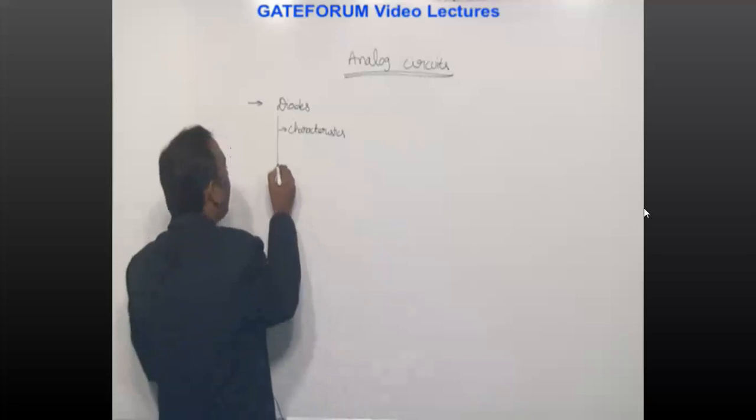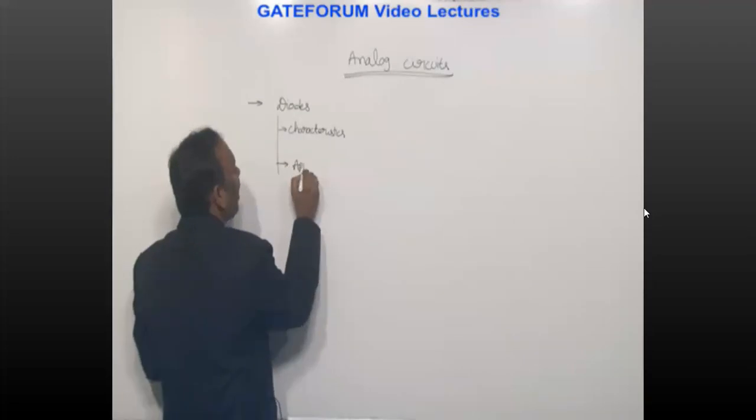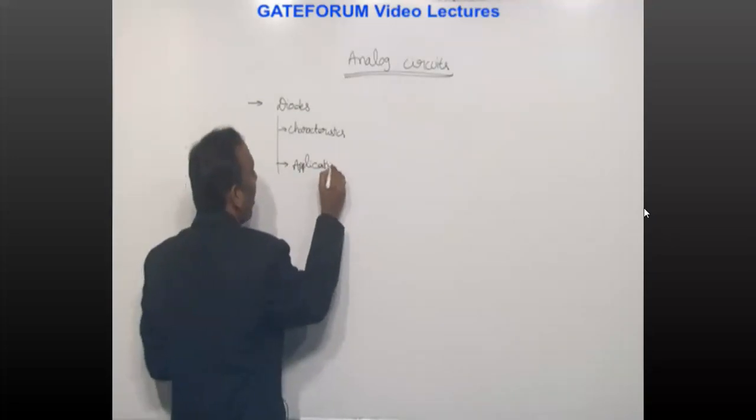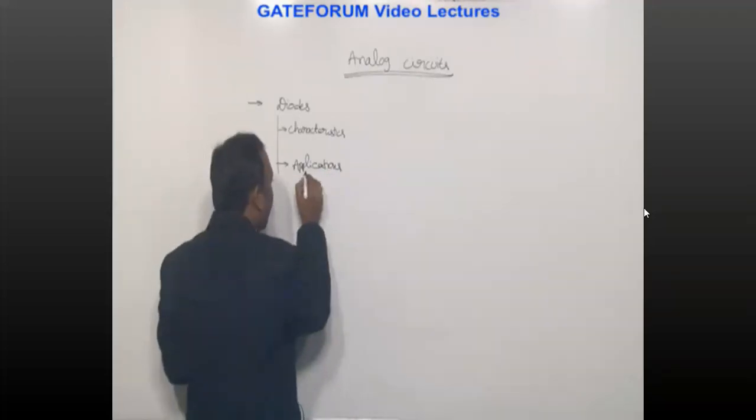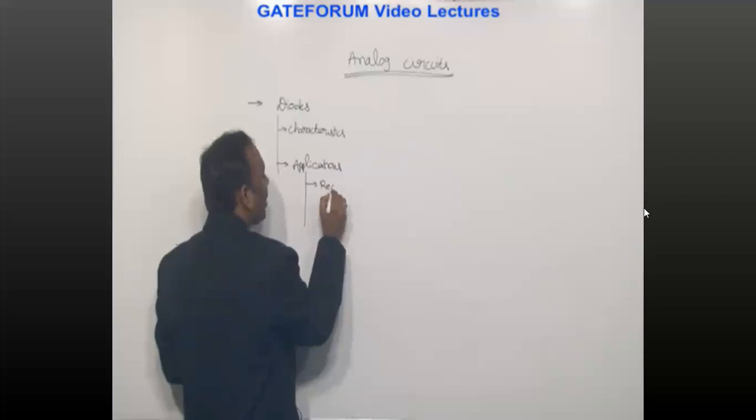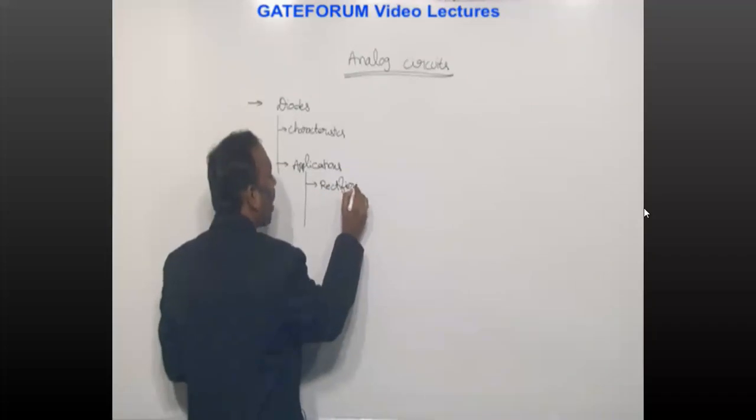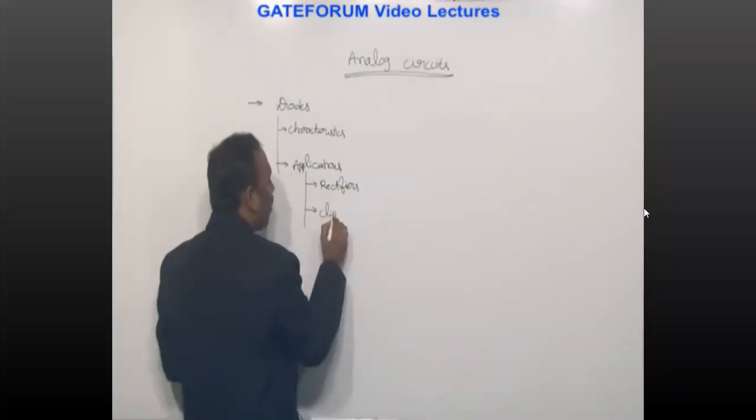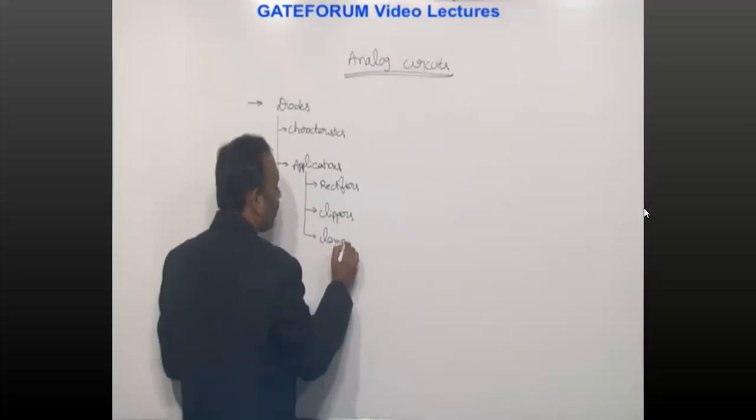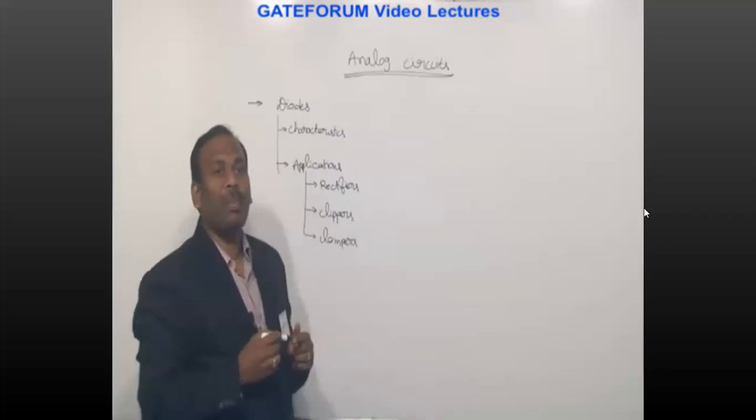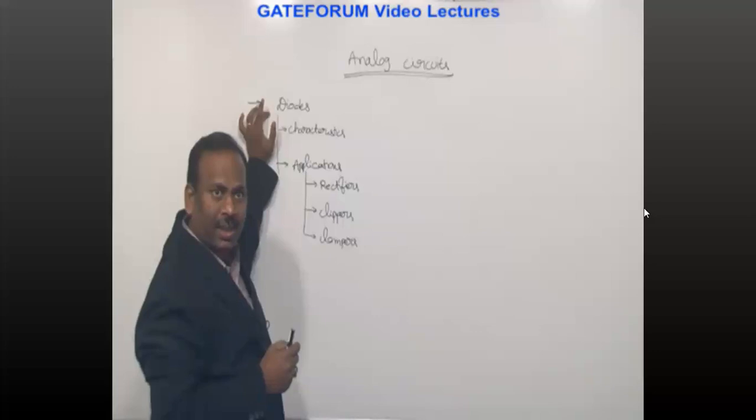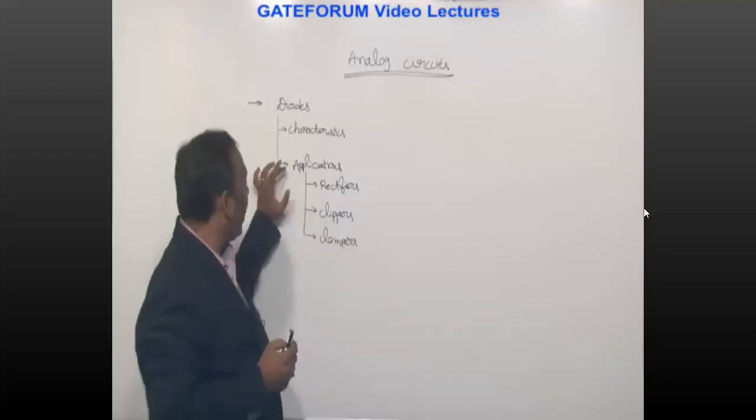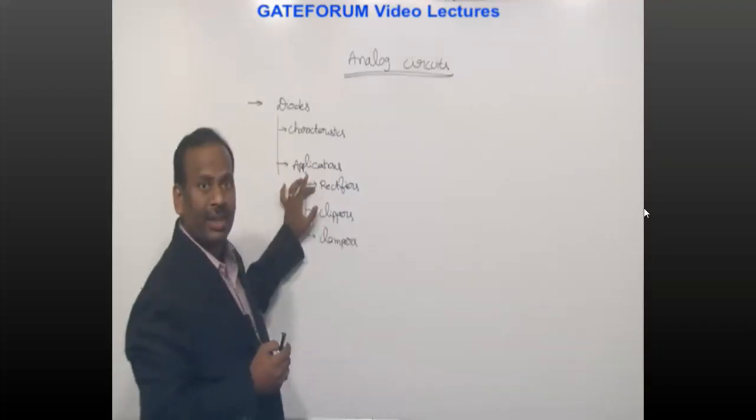After that characteristics, we are going for diode applications. In the diode applications, we are going to see rectifiers, clippers, clampers. Diode application, first we are going to see diode characteristics, then we are coming for the applications. In applications, we are starting with the rectifiers.